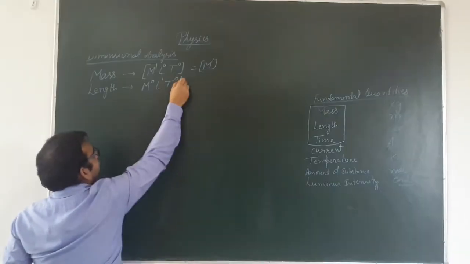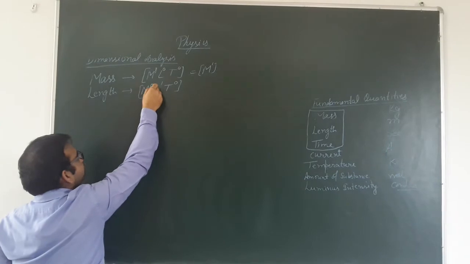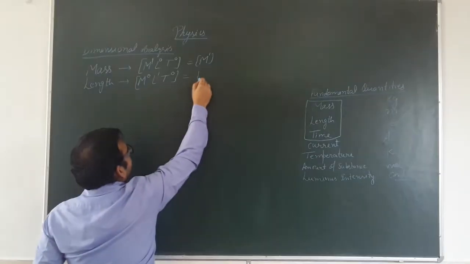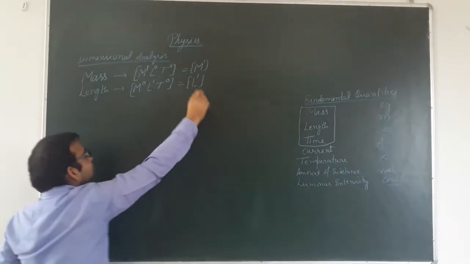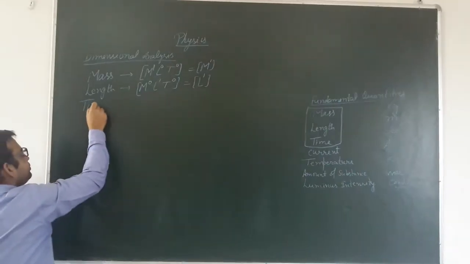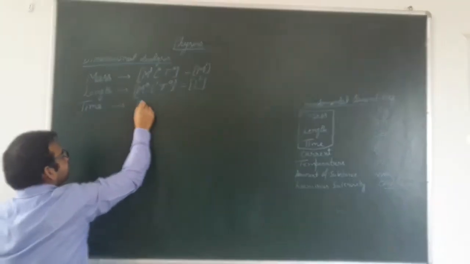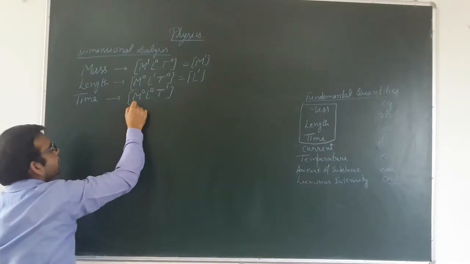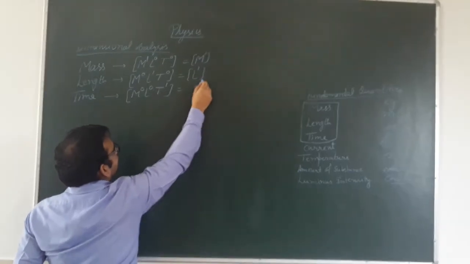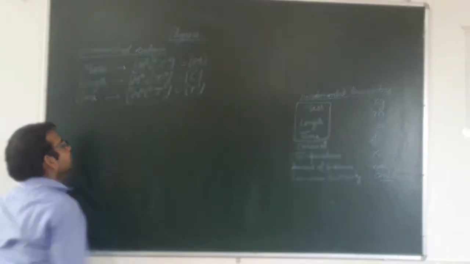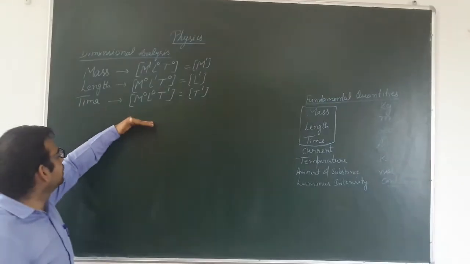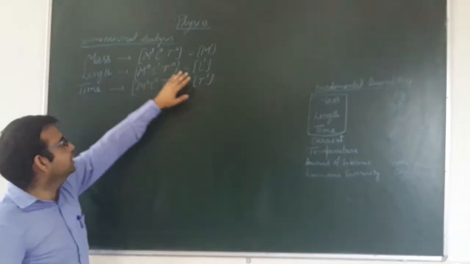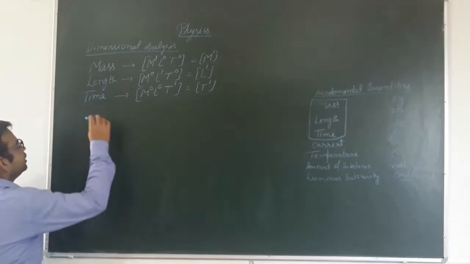Because in length, length comes 1 time, so M0, L1, T0; mass is not there, time is not there. Now time, we can represent time also. Now you can understand, we can write M0, L0, T1 or like this. Now I will represent every physical quantity, every fundamental or derived quantity, only in this manner.